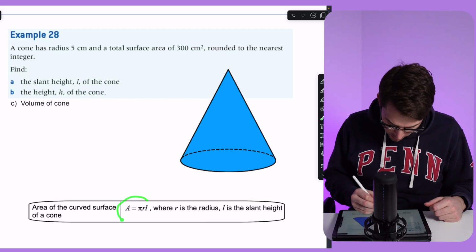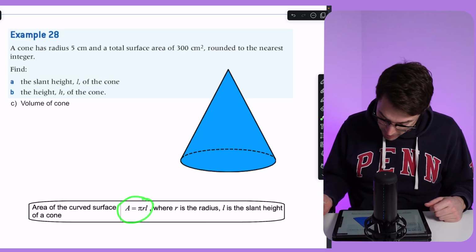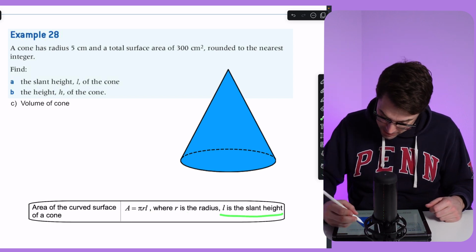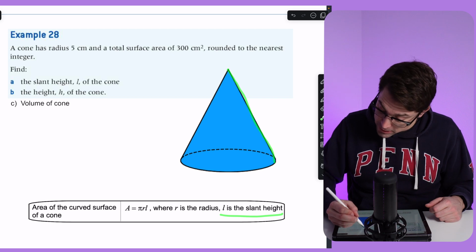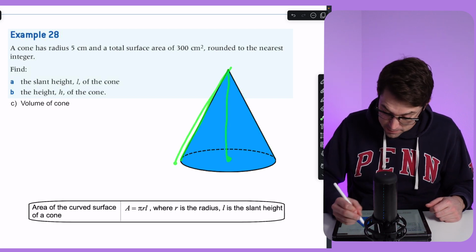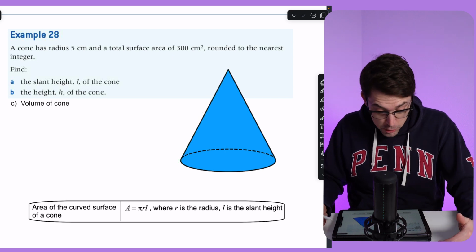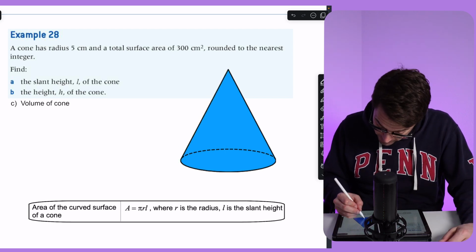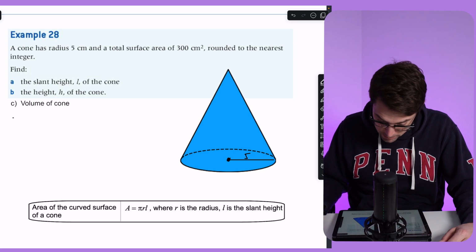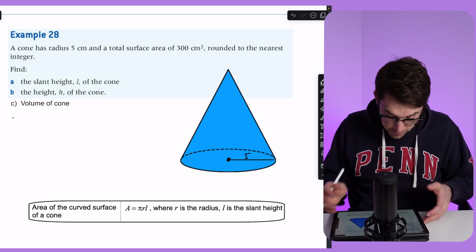Now, in your formula booklets, you are given that the area of the curved surface of a cone is pi RL. Pi is pi, R is the radius, and L is the slant height, meaning this height. So that's important to realize. It's not the height, it is the slant height. It's different. So let's say that this cone has a radius of 5 centimeters, and let's say the total surface area is 300 square centimeters. So let's find the slant height of the cone.